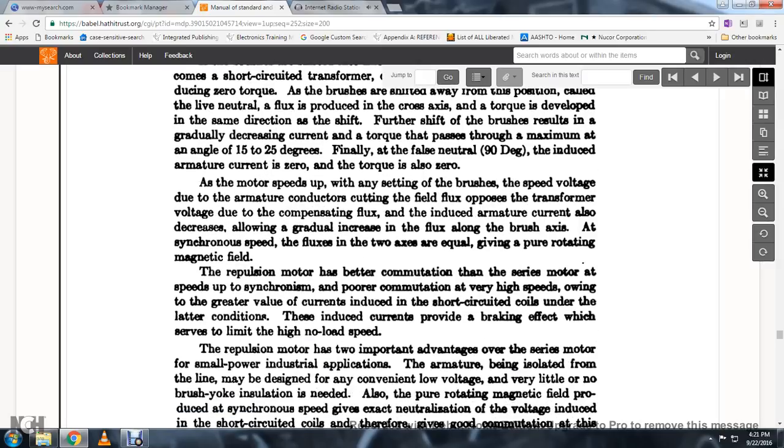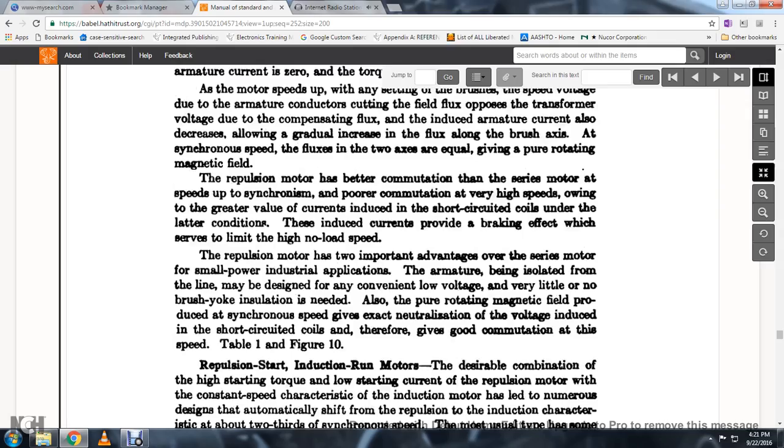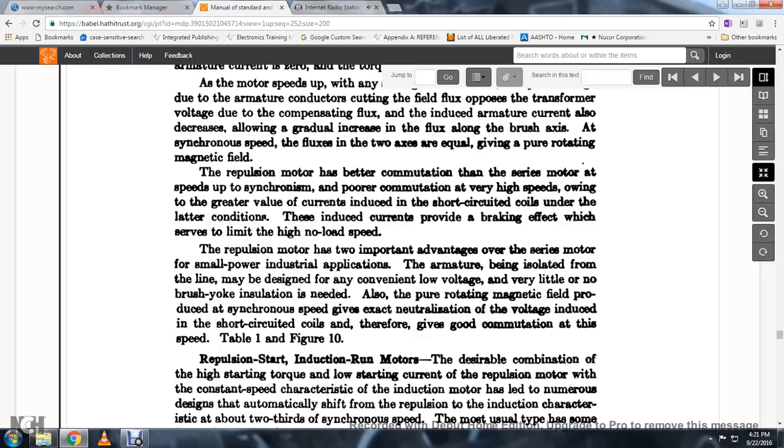The repulsion motor has been in competition with the series motor at speeds above synchronous, where there is poor commutation at very high speeds, owing to the great value of the currents induced in the short-circuited coils under the brushes. These currents provide a braking effort, which serves to limit the no-load speed. The repulsion motor has two important advantages over the series motor in small power industrial applications: the armature is isolated from the line, so it can be designed for any convenient low voltage, and little or no brush yoke insulation is needed.